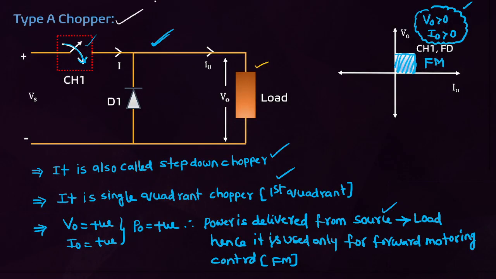Then type A chopper, friends. The type A chopper circuit you have to remember. How to identify the type A chopper? A diode across the load. It is the first quadrant chopper. It is used only for forward motoring control. This is very important: type A chopper, V0 greater than 0, I0 greater than 0. First quadrant, forward motoring. The power is positive, which means power is delivered from source to load. That you have to remember.